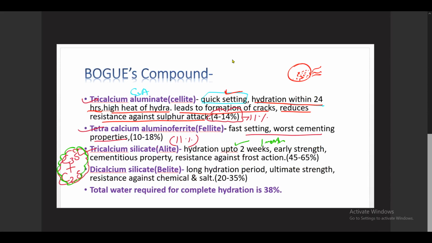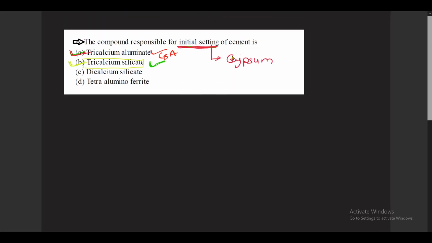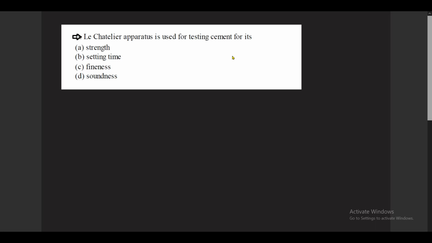Now let's move to the next question. The question is, the Le Chatelier apparatus is used for testing cement. Actually, no questions have been asked based on this testing of cement, but just for intro, or to know about that point, we have taken this question. The Le Chatelier apparatus is used for testing the cement for its soundness.